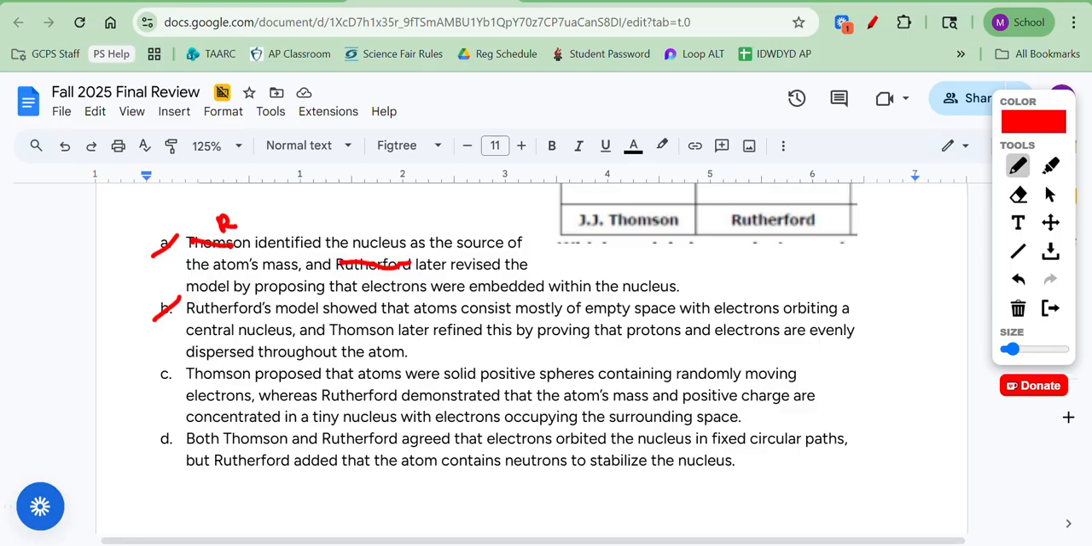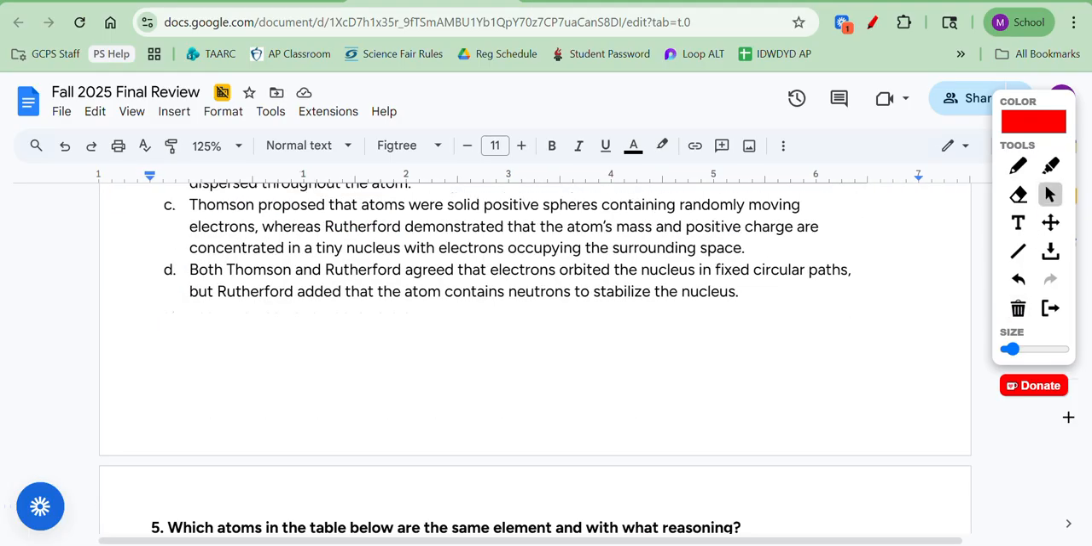Letter D. Both Thomson and Rutherford agreed that electrons orbited the nucleus in fixed circular paths. That is not true. The only thing that Thomson and Rutherford agreed on until Rutherford produced his model is that electrons were just somewhere inside of the atom. So answer choice C is the best option. It's not perfect by any means, but it's definitely the best out of what we were given.